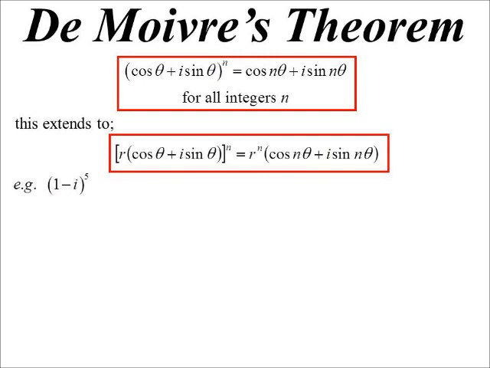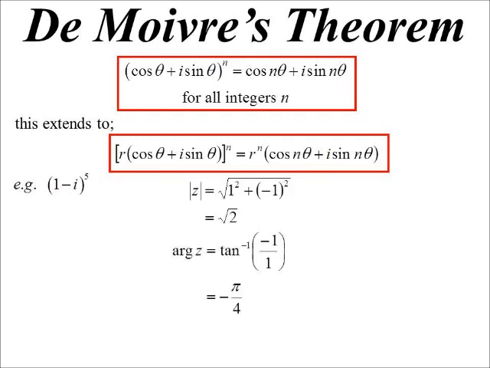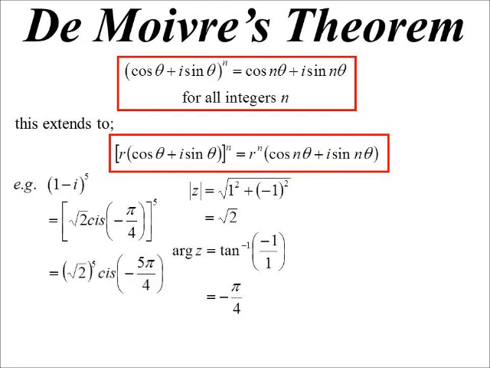Now, why is this useful? Well, you get a question like (1 − i)^5. Yes, we could expand the whole thing out if we wanted to. But what we can do is change it to mod arg form. The modulus is the square root of 2. The argument is −π/4. So it'll be √2 cis(−π/4) to the power of 5. The modulus will be raised to the power of 5, the argument will be multiplied by 5, and we get 4√2 cis(3π/4).